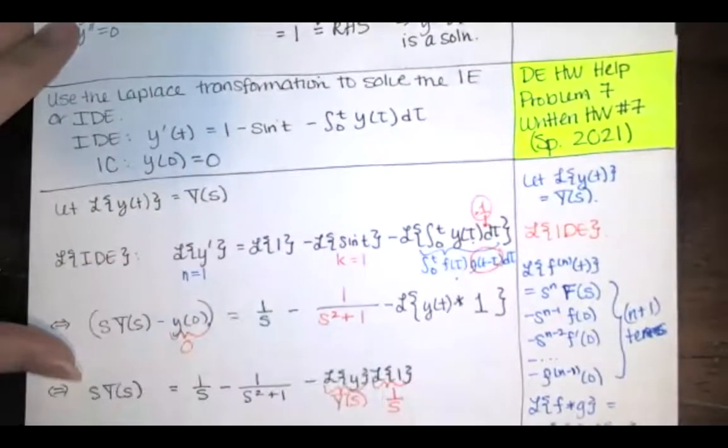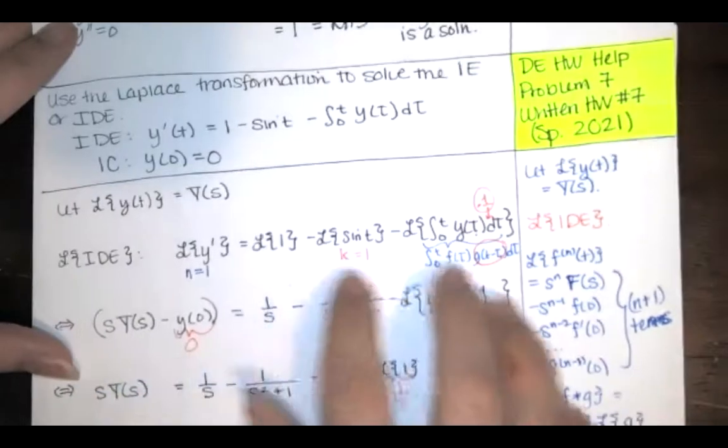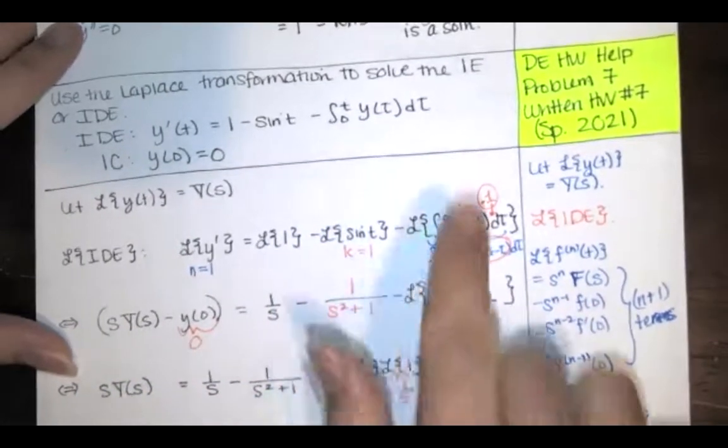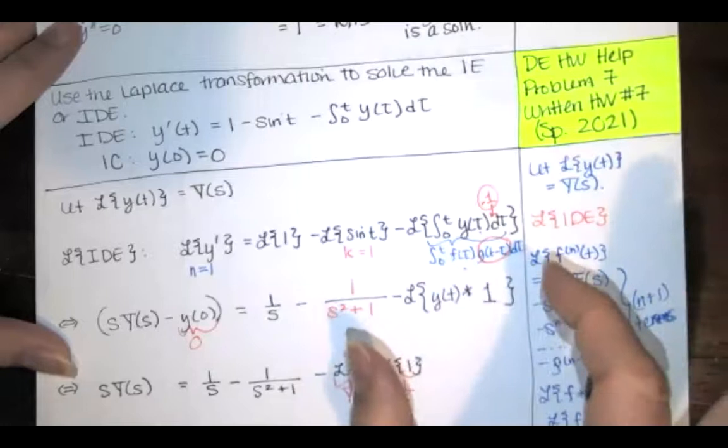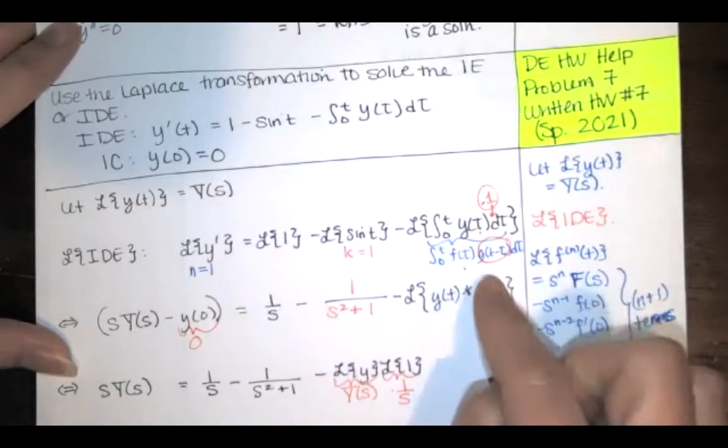You let the Laplace transform of little y be big Y. You take the Laplace transform of both sides of the equation. And then for this piece, you have to think of it as a convolution. You have to say to yourself, okay, what's f and what's g?